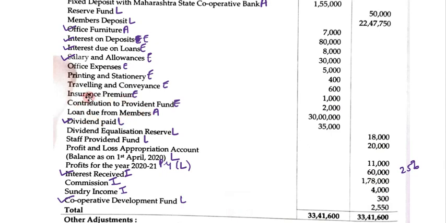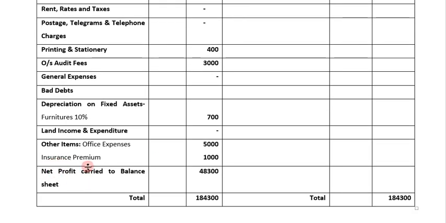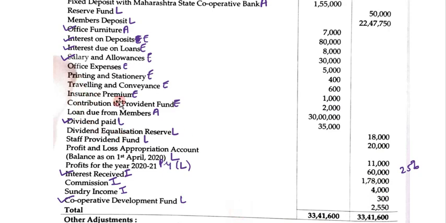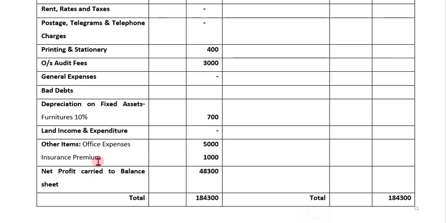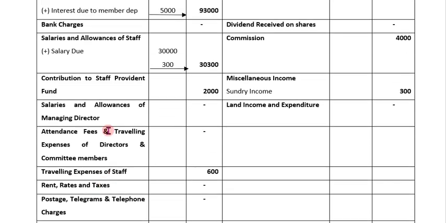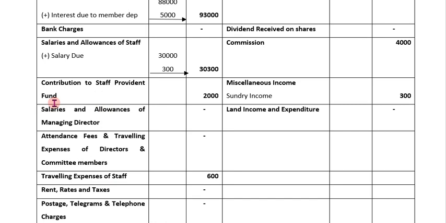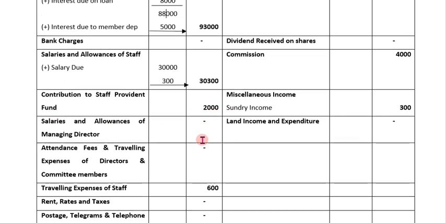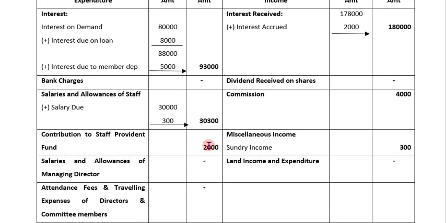Then insurance premium 1,000 rupees expenditure. So insurance premium 1,000 rupees. It will come in profit and loss account in expenditure side as insurance premium 1,000 rupees. After insurance premium, contribution to provident fund 2,000 rupees. Contribution to provident fund is expenditure. So in expenditure side, write down contribution to staff provident fund 2,000 rupees. In outer column, there is no adjustment, so write in outer column.